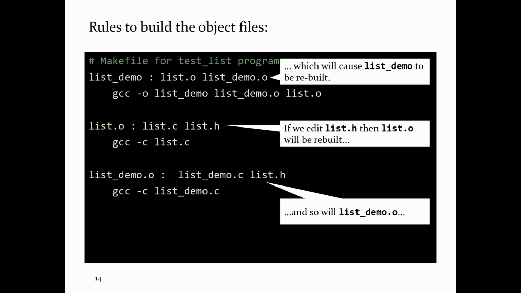Because something that wasn't parsed, like if you had some object that wasn't used by listdemo, and it depended on list.h, would it rebuild? Yeah, it would rebuild that, but it would not. Sorry, no. So that would not happen.